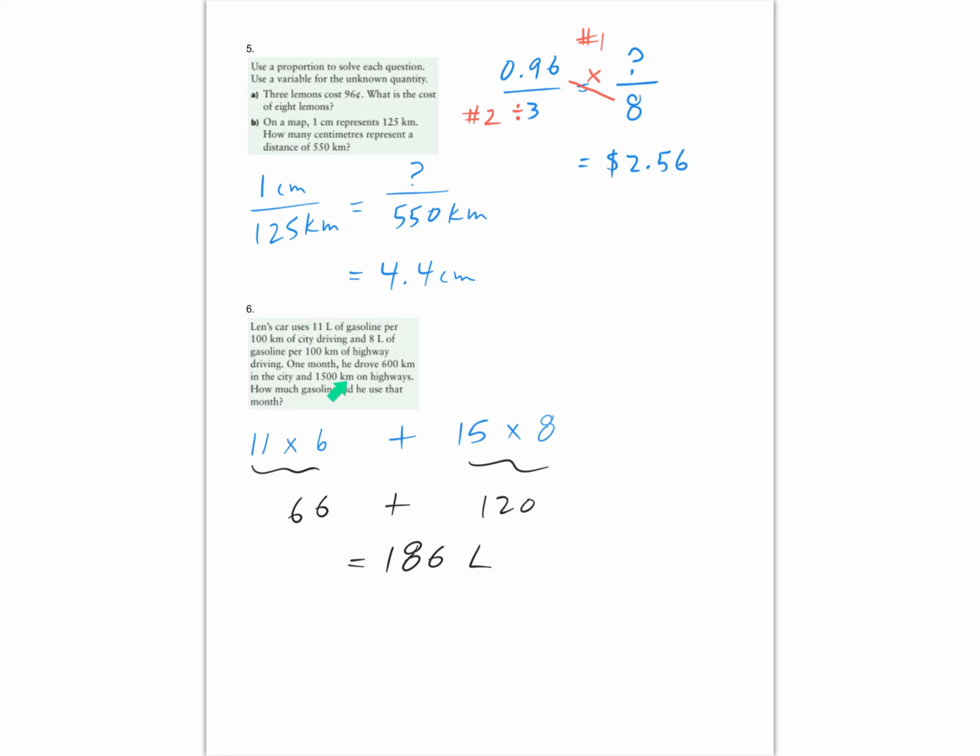Here he went 1500 kilometers on the highway, and he gets 8 per 100 kilometers. So 15 times 8 is 120. So he used 66 liters of gas in the city and 120 liters of gas on the highway. So how much gasoline did he use that month? We just add those up. So 66 plus 120 gives us 186 liters, and that's how much gas Len used. Okie dokie.